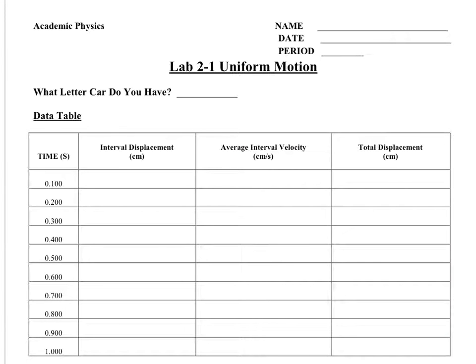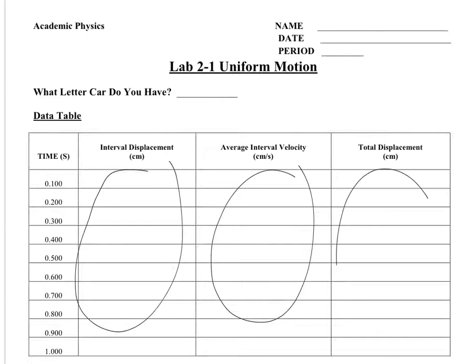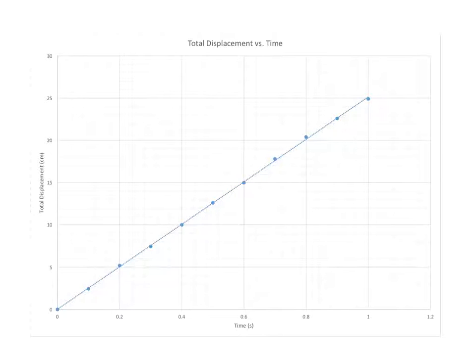Alright, so we are working on Lab 2-1 Uniform Motion. By now, the goal, hopefully, is that you have all of your data filled out, including your displacement, interval velocity, and total displacement. And of course, by now, you also have your graphs. Hopefully, your first graph, which is total displacement versus time, looks somewhat similar to this.